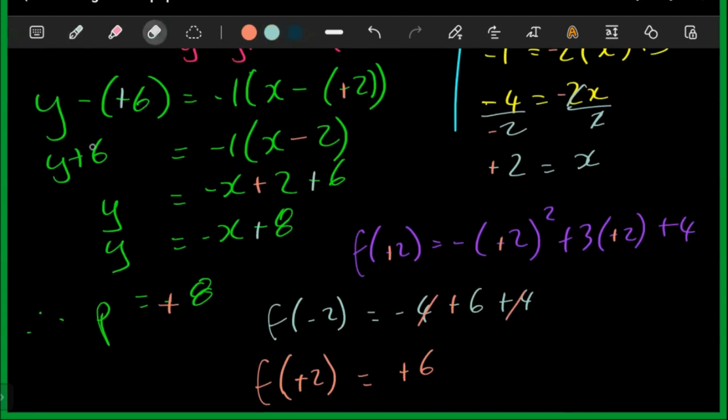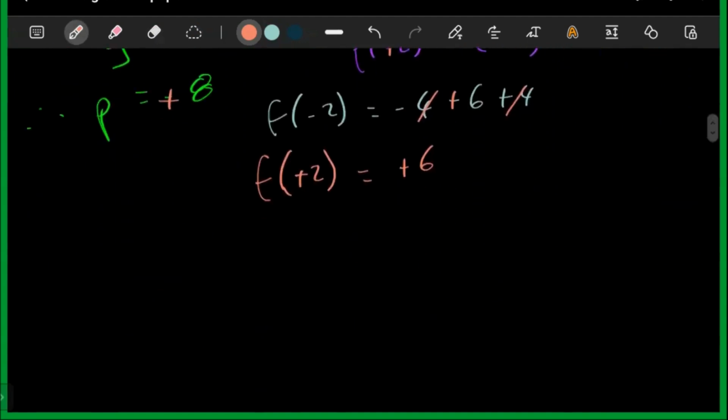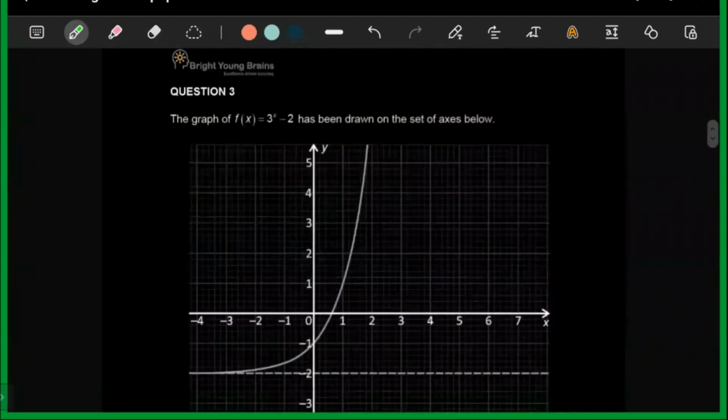Tick. No, this would come out as a minus. Right, now when you move it over, it becomes a plus. Yeah, P is 8. Question number 3, we have a functions question.